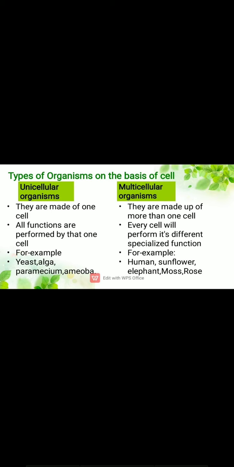The next one is multicellular organism. They are made up of more than one cell. Every cell will perform a different specialized function, because it has more than one cell, so every cell is specialized to do a different function. For example, human, sunflower, elephant, mouse, rose, and so on. Since they are specialized to do different functions, they are of different types as well, which we will study further.